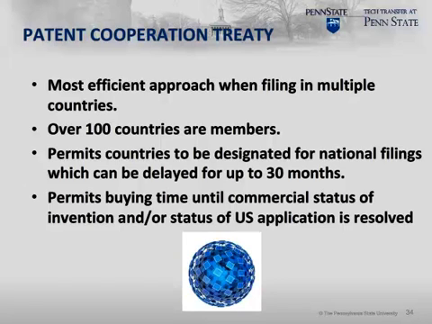It permits buying time until the commercial status of the invention and/or the status of the U.S. application is resolved. If a U.S. utility patent application is not filed at the same time as the PCT, the utility application must be filed by the 30-month deadline, dating from the time of filing of the provisional patent application.